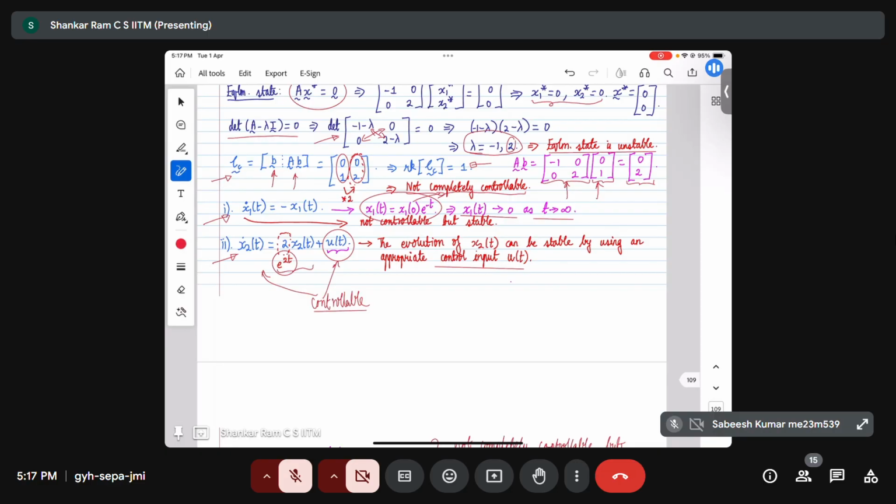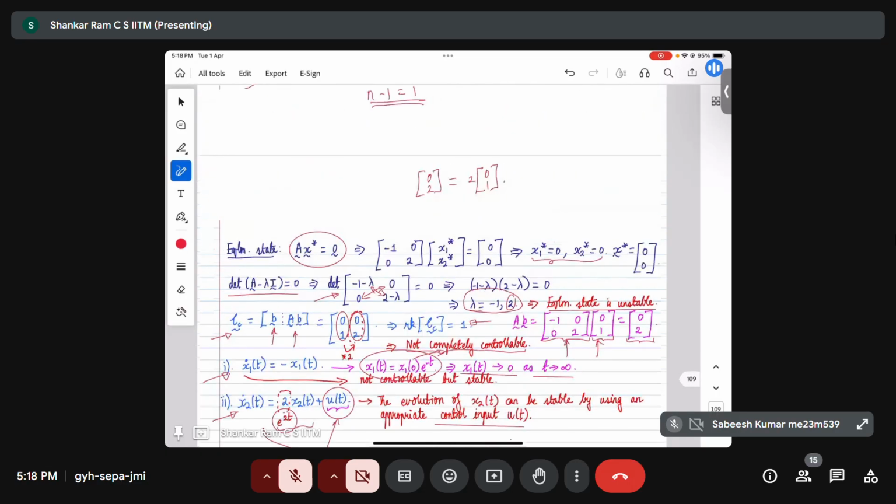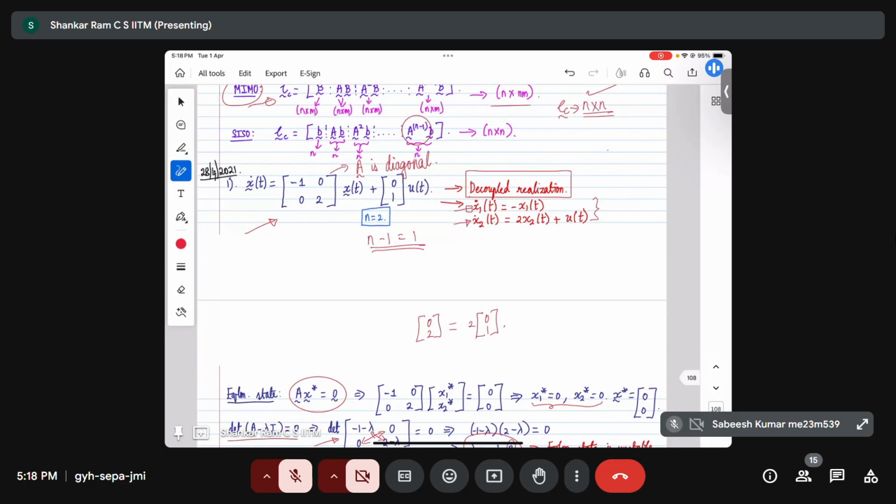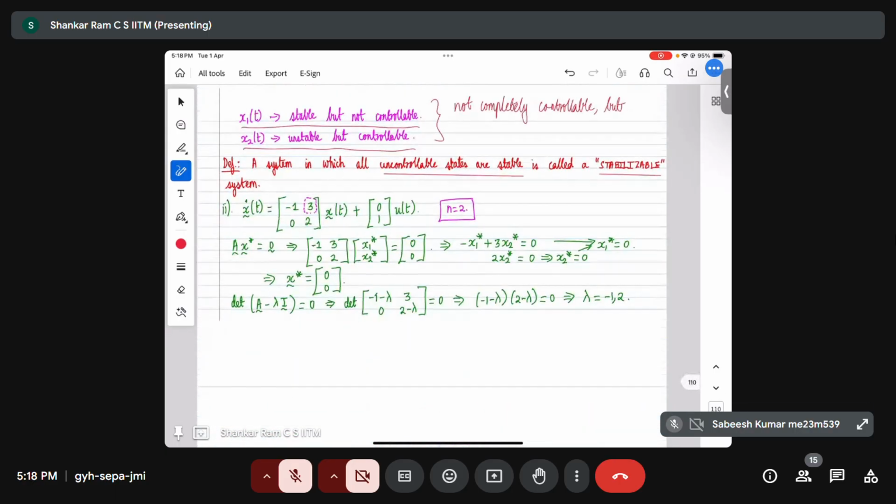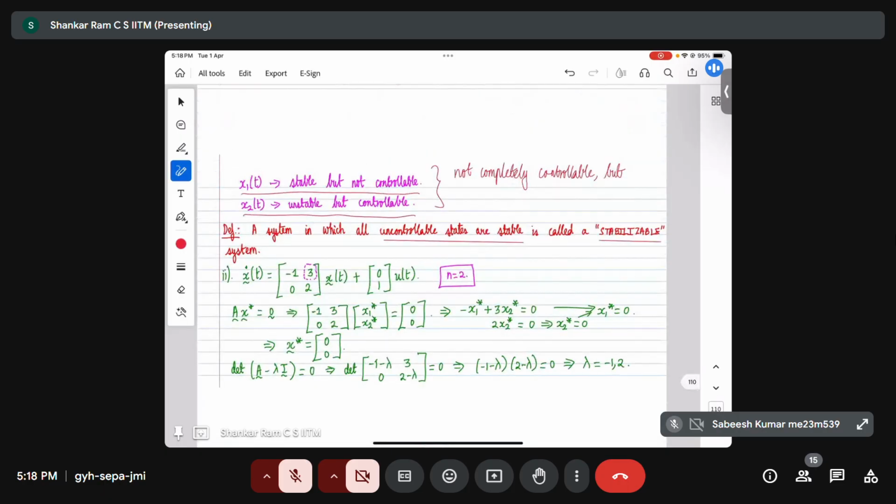Then I will make a subtle connection between this conclusion which I am drawing. Since you have asked this question, let me preemptively answer that. This is true only when you and I have a decoupled realization. What do we mean by decoupled realization? The evolution of every state variable depends only on itself, not on other state variables. In other words, the consequence is that the state matrix is a diagonal matrix. Only then can you and I make such conclusions. However, in the next example, we will see something interesting. So please bear with me for another 10 minutes, then we'll come back to this.